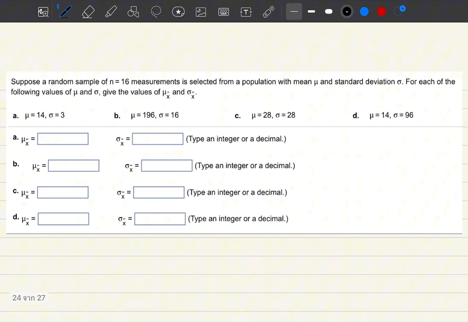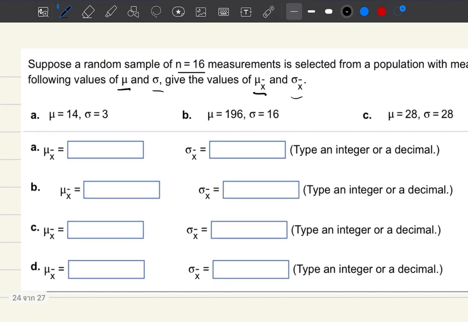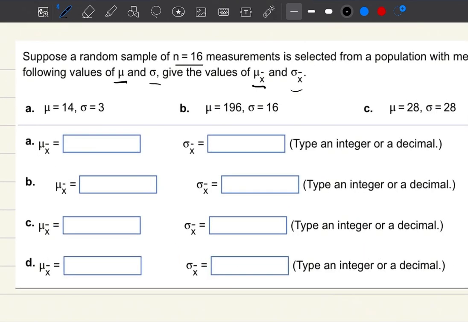Suppose a random sample of n equal to 16 measurements is selected from a population with mean and standard deviation. For each of the following values of mean and the standard deviation, give the values of mean of sampling distribution and standard deviation of sampling distribution. So first we have to find the mean, and then we can find the standard deviation of sampling distribution.